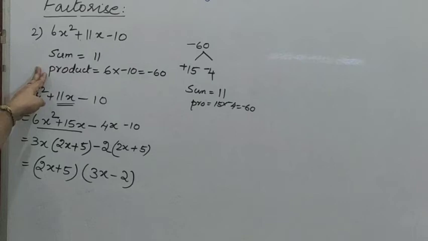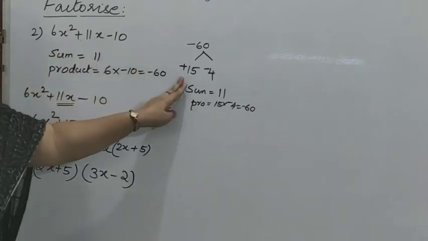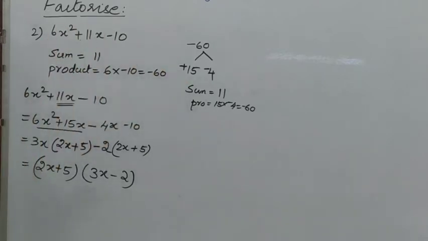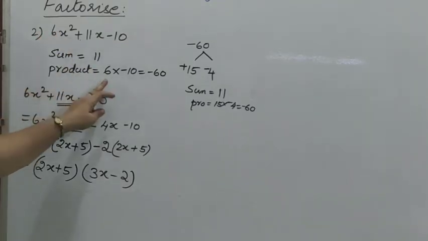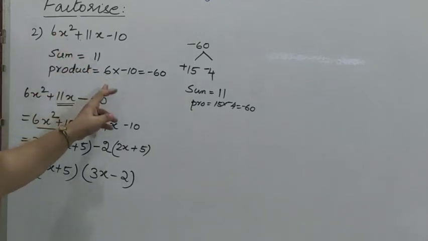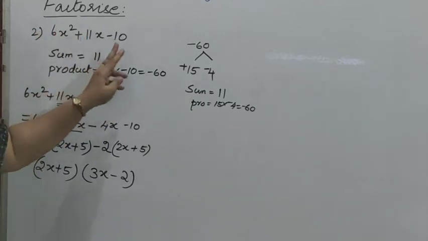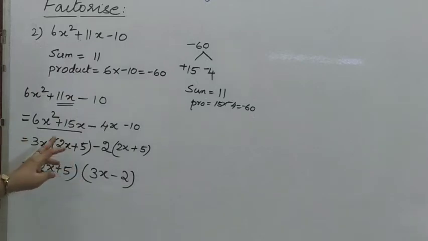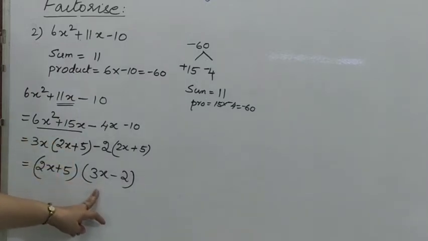First we should identify the sum and product and identify the factors. The same rule only, but the children will make the mistake of forgetting to consider the coefficient of x square. That should not happen. Always we have to take the product, that means the coefficient of x square into the constant. So your answer is 2x plus 5 into 3x minus 2.